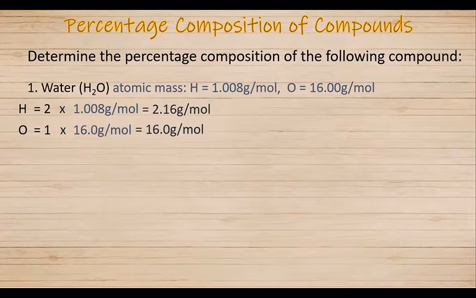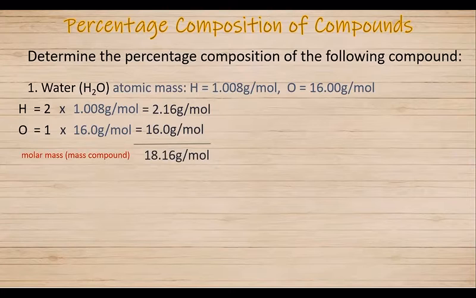After getting the molar mass of each element, let's now add them. So, we will add 2.16 gram per mole and 16.0 gram per mole, and that will be equal to 18.16 gram per mole. And that will be the molar mass or mass of the water compound.